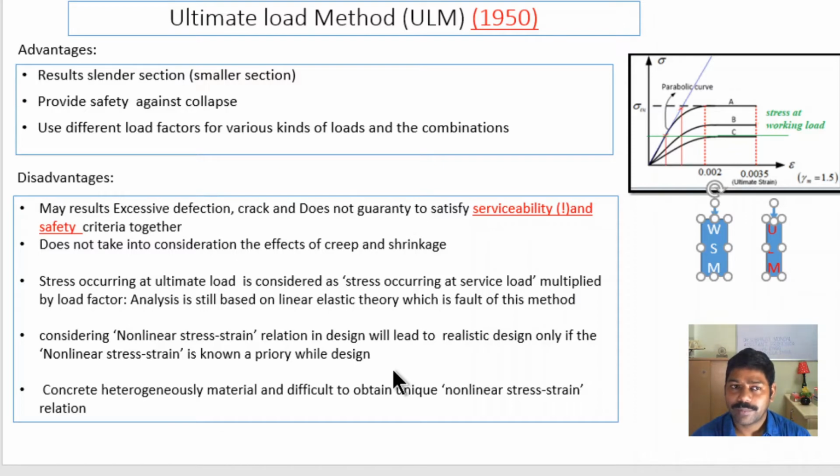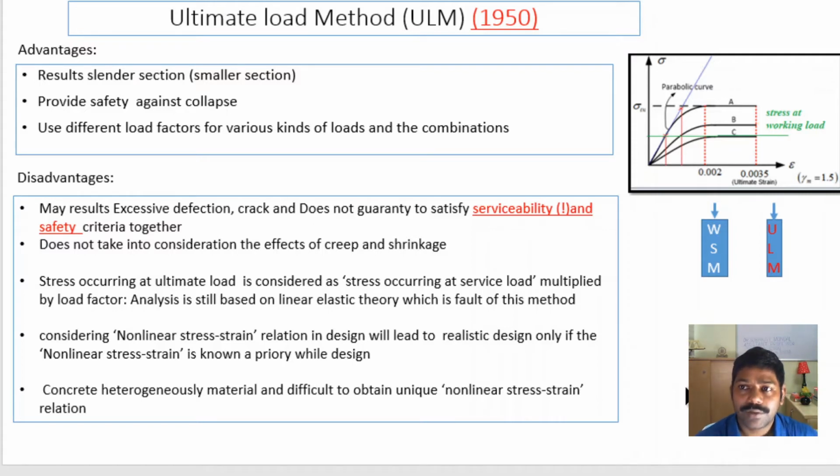Now what are the disadvantages we have? Since the ultimate load method leads to a smaller cross-section, there can be excessive deflections or there can be cracks also. So though it provides safety against failure or collapse, it will not give a guarantee of serviceability and the safety criteria together. The ultimate load method also does not consider the effect of creep and shrinkage.